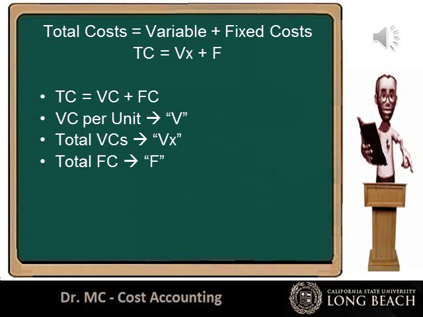Using these variables, we can represent the linear cost function as total costs, which is TC, is equal to V times X plus F.